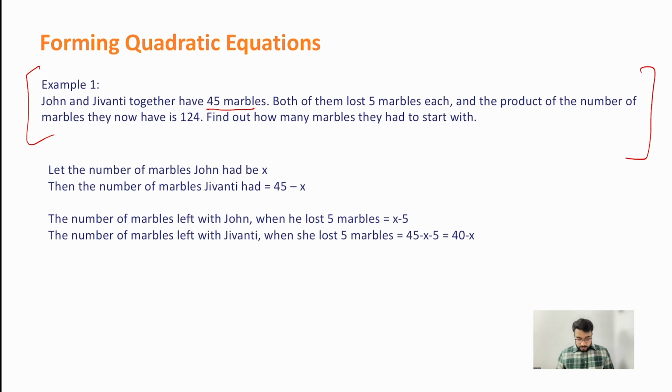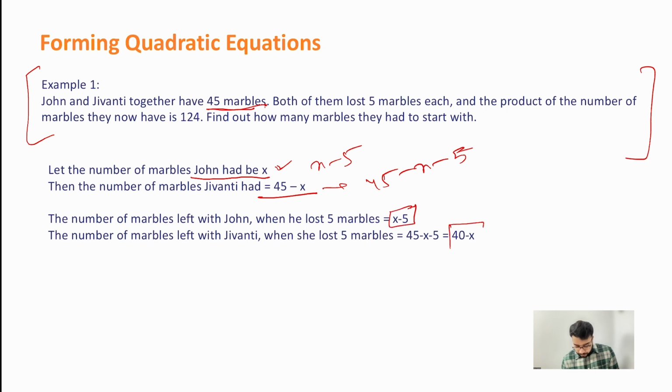Now we would start with our favorite variable x. Let John have x marbles. Together they had 45 marbles, so Jivanti would have 45 minus x marbles. Now both of them lost 5 each. So John would have x minus 5, and Jivanti would have 45 minus x minus 5, which is 40 minus x. It is given that the product of the number of marbles they now have is 124. So this and this in the product is 124, right?